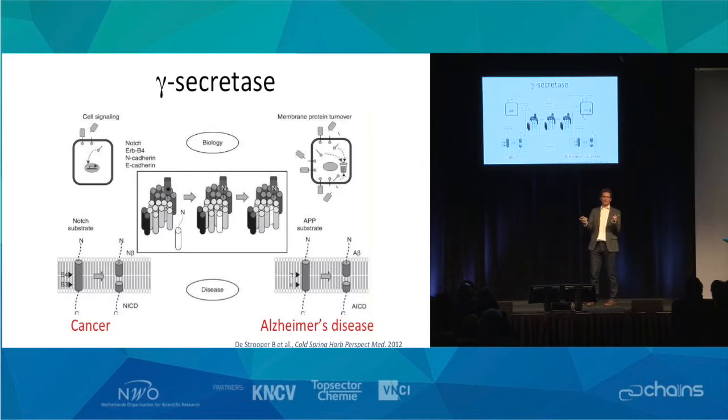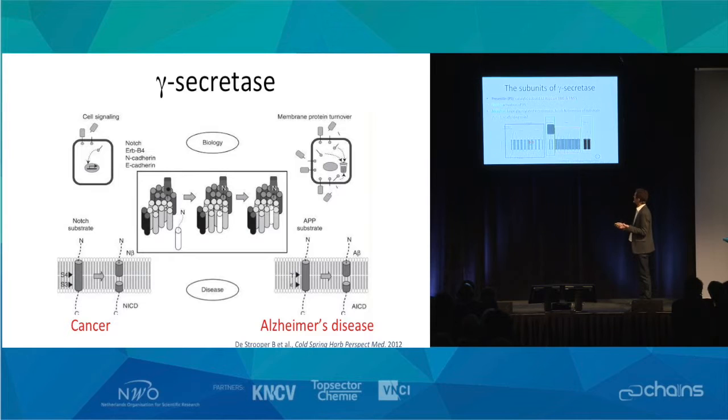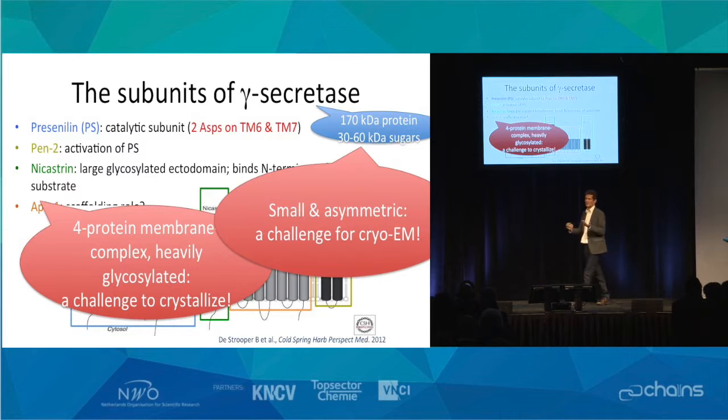And if those two pathways go wrong, you end up with either cancer on one hand or Alzheimer's disease on the other hand. So this has been a very important target for drug development in the pharmaceutical industry for many years. Yet, because it is a membrane complex of four different proteins, each of which have at least a transmembrane helix, and one of the domains of one of the components, nicastrin, is very heavily glycosylated, this together makes it a very hard challenge for crystallization attempts. And people have tried for decades without much success.